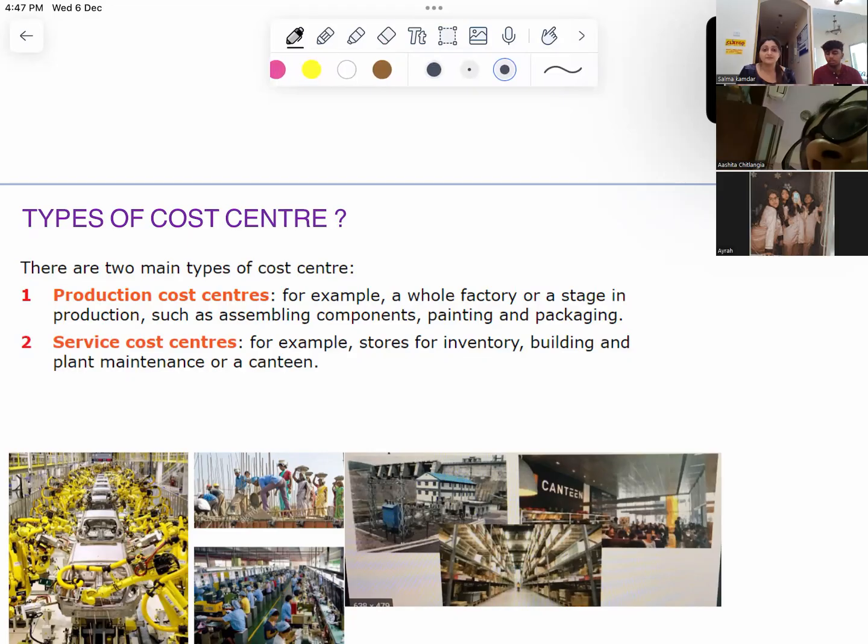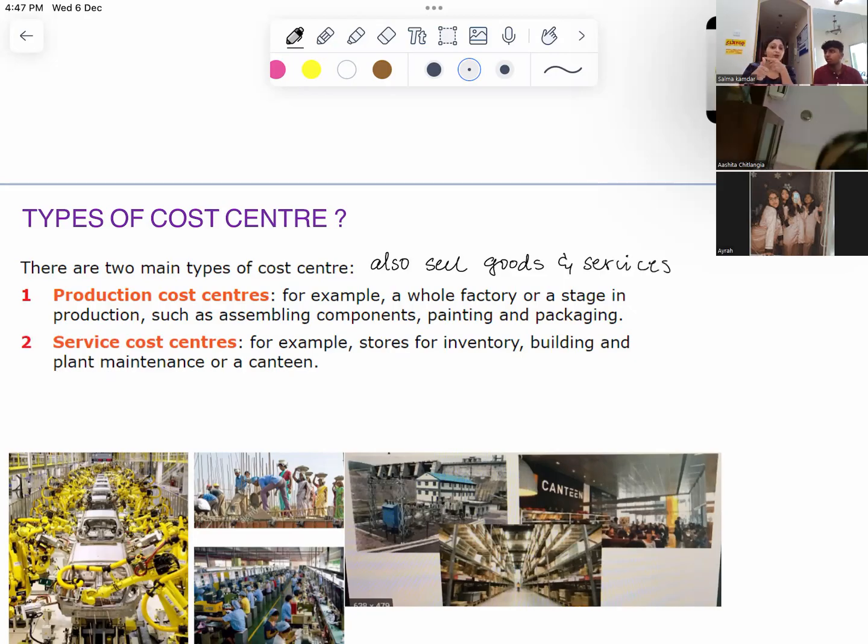What is service cost center? Service cost center is basically a place that helps the production cost center to produce the product. So production cost center is going to produce. Service cost center is going to help the production cost center to produce the goods and services. So ultimately, when we are finding the overheads, I will want overheads only of which department? Service cost center. I will want the fixed overheads only of the production cost center.